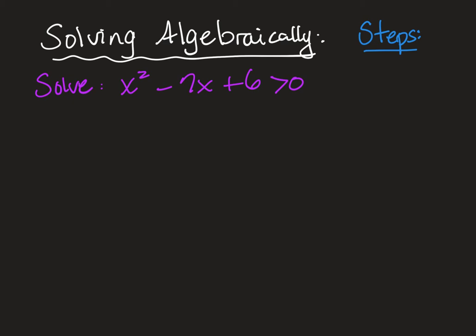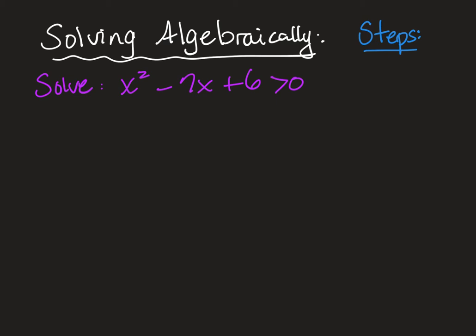Okay, so for this one here, we're going to try to solve x squared minus 7x plus 6 greater than 0 algebraically. We could do it the very same way we did the one before, and we could graph this. This one's a parabola because it's only a quadratic, and figure out where it is above the x-axis since it's greater than. But let's try to do it algebraically.